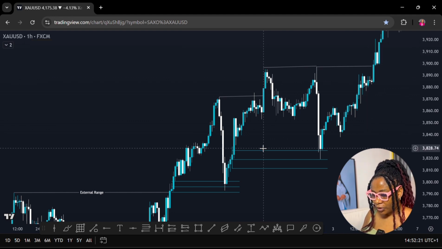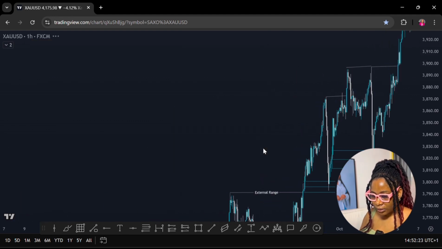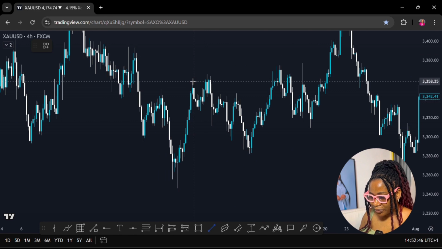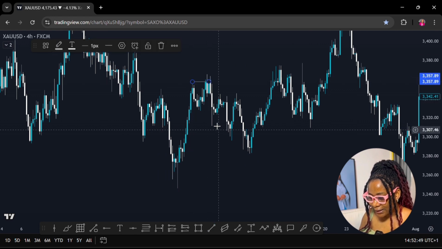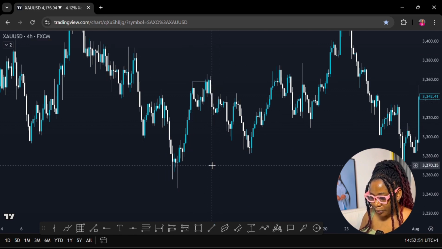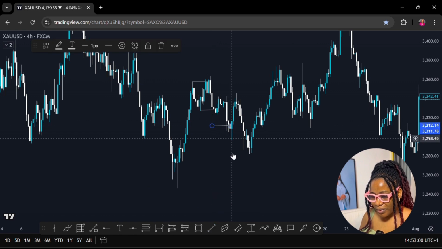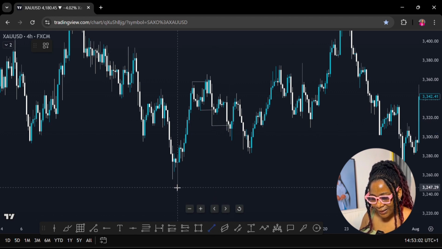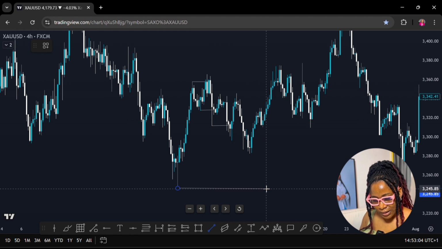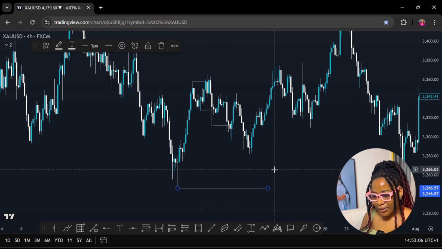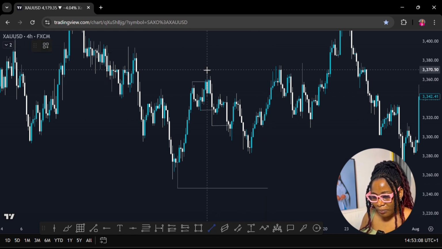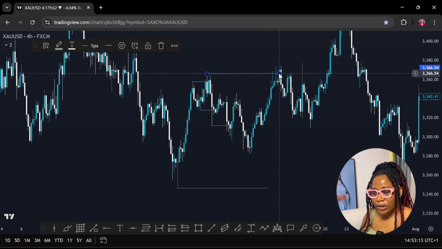Yeah, so let's go to the 4 hours. Like I said, after this break, taking out the external range, you can see price taking out the internal. This is the sell side liquidity, which is internal. Remember I said both our external. This is also a sell side liquidity. Do you understand? This is also a sell side liquidity. This is also a buy side liquidity, but it's an external range liquidity.